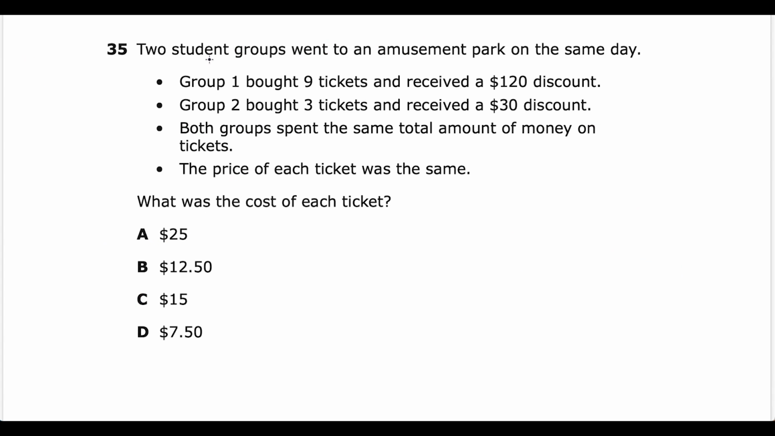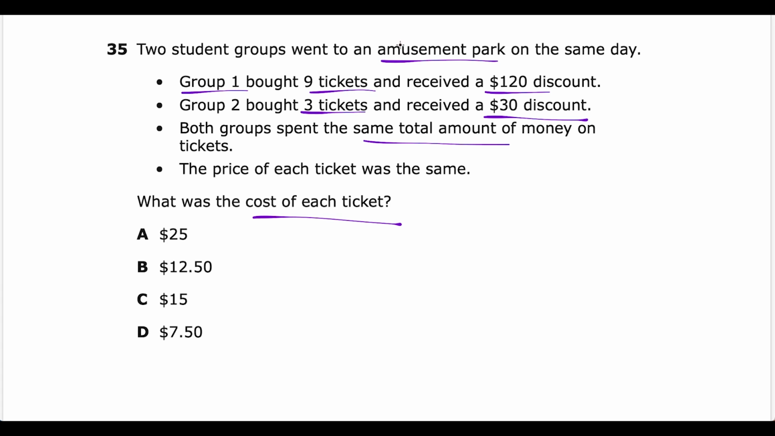Question 35, we have two student groups went to an amusement park on the same day. Group 1 got 9 tickets and got a $120 discount. Group 2 got 3 tickets and a $30 discount. And we have both groups spent the same total amount of money on tickets. And we want to know, what is the cost of each ticket?